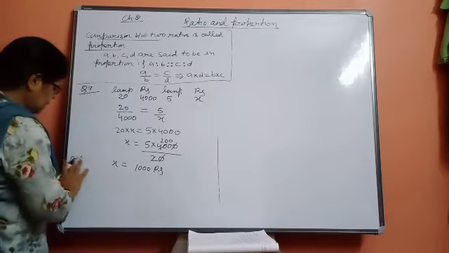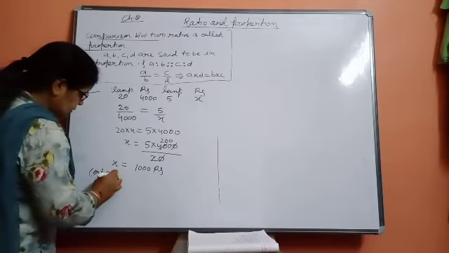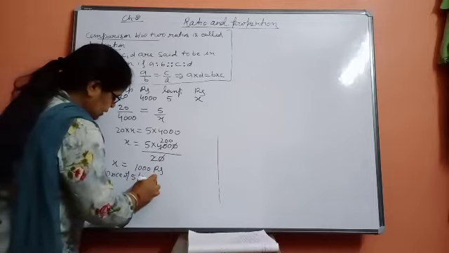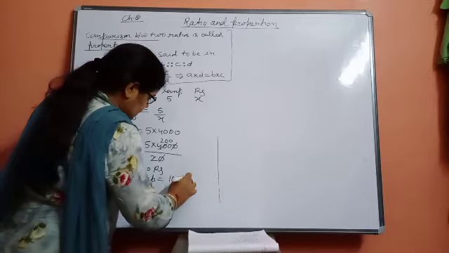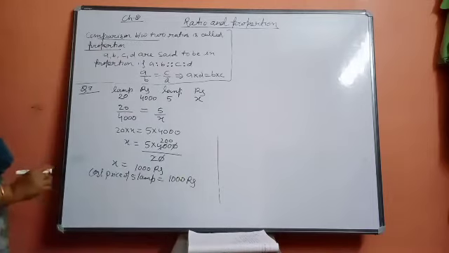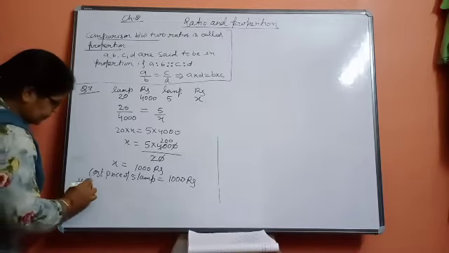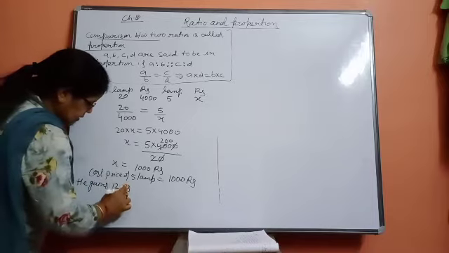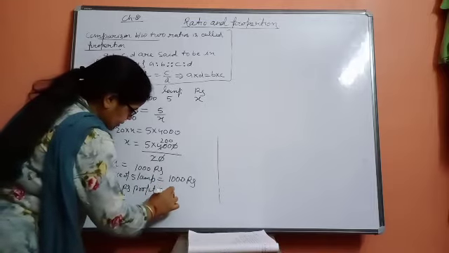Cost of, I am writing in the next line now. Cost price of 5 lamps. If we purchase only 5 lamps, it will be 1000 rupees. But while he is selling, he is getting how much? 12 rupees in each lamp. Okay, he gains 12 rupees profit in each lamp.